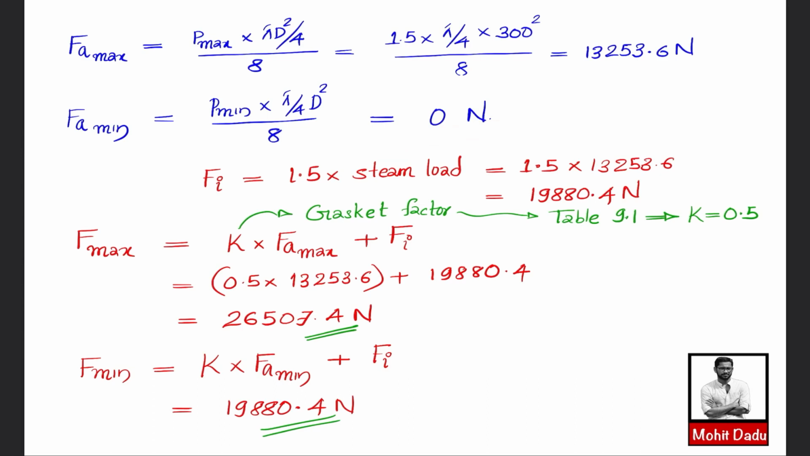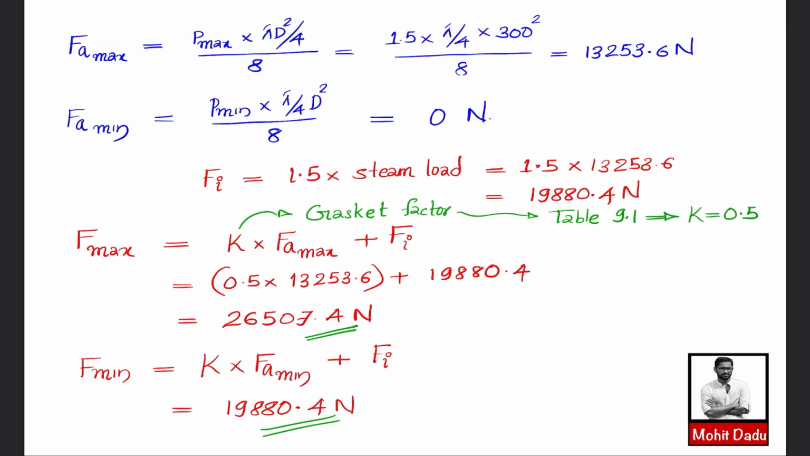And here it is mentioned to take the initial load. In the previous problem, we took this Fi in terms of D, but here it is said to take Fi as 1.5 times the steam load. The steam load corresponds to the maximum pressure, and we have that value. So 1.5 times that gives 19,880 Newton.